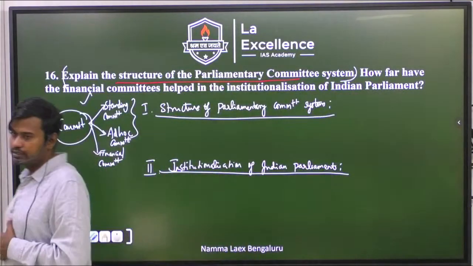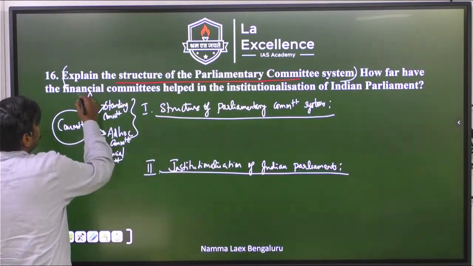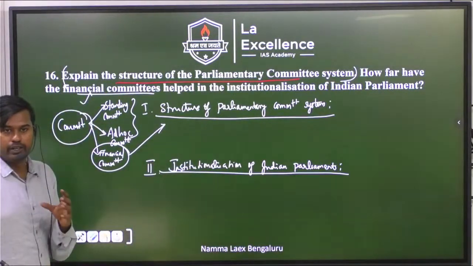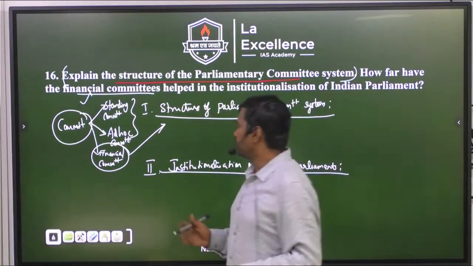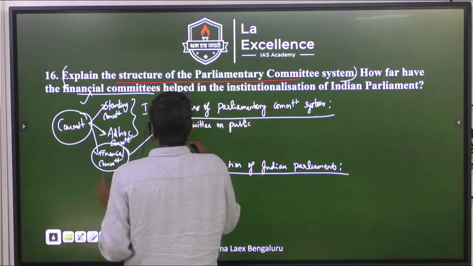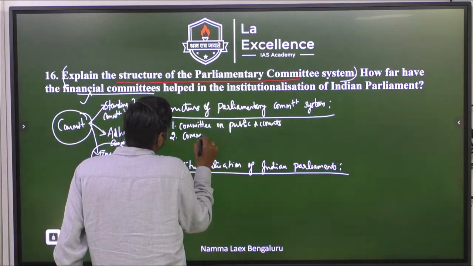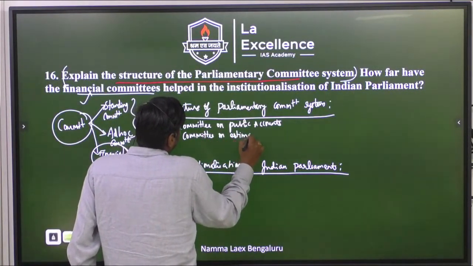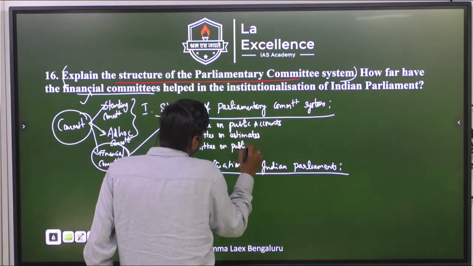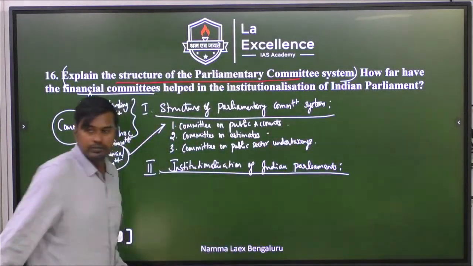So this should be conveyed to the examiner first, with respect to structure. Is it clear? Now in this question since they are talking about financial committees, you need to talk about financial committees. In case of Indian Parliament, we have the Committee on Public Accounts, Estimates Committee, then we have Committee on Public Sector Undertakings. Three important financial committees. Clear? Write it, very important.